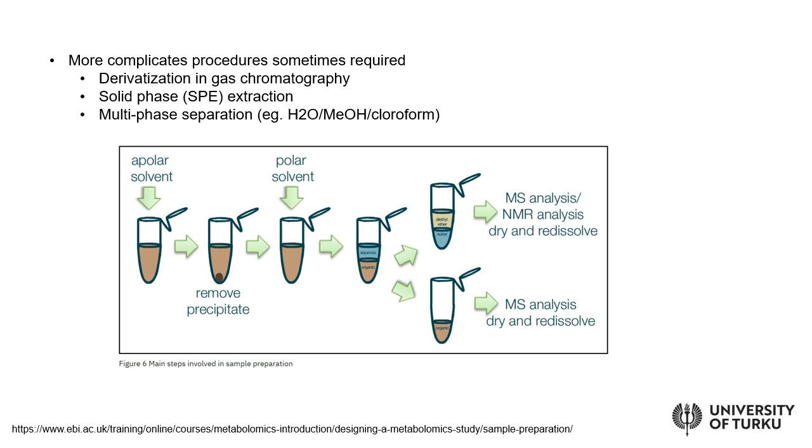solvents are added, so that you can have first, for example, here is one such a scheme that you remove the precipitate, then you add polar solvent and you get 2 different phases, and these 2 different phases can go then to different chromatographic separations or different mass spectrometry analysis. So you can distinguish those.